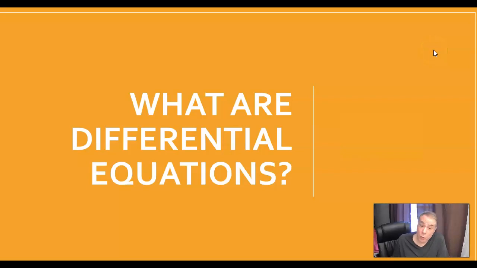What are differential equations? Well, they're based on calculus. So if you haven't had at least enough calculus to know what derivatives are, I can't really explain what differential equations are because they're based on derivatives. But if you have had some calculus, this is how I would explain, say, on the first day of a differential equations class, what differential equations actually are.